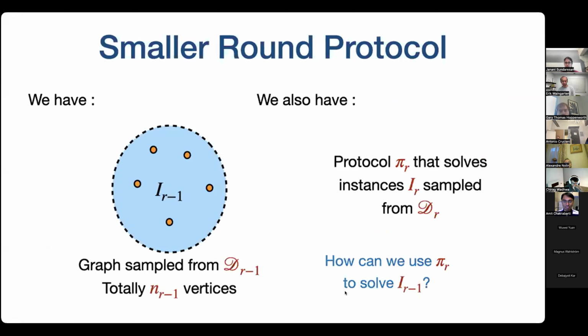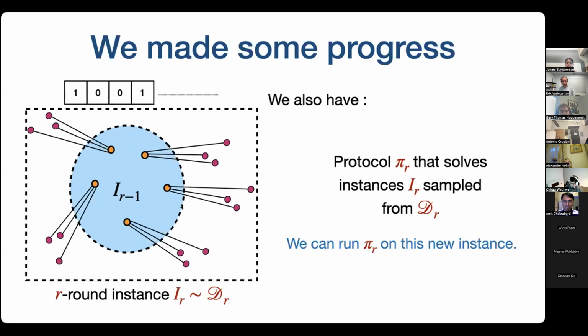So what are we trying to do? Just to recap, we had an R minus 1 round instance. We had a protocol that solves instances from this distribution D_R, and we want to use it to solve this. We've made some progress. We've constructed this new I_R instance, which is exactly as if sampled from D_R. And the one thing we did was give them this extra resource of public randomness. And now we can actually run Π_R on this new instance.